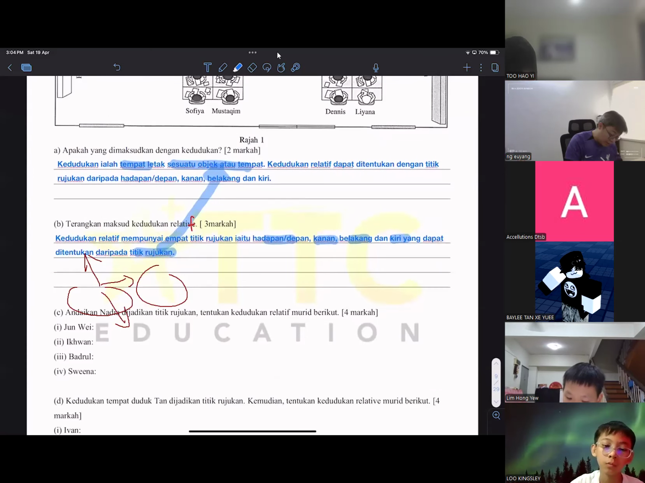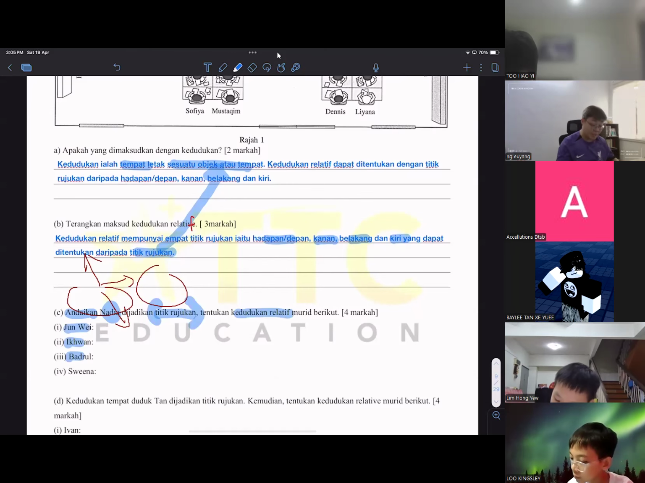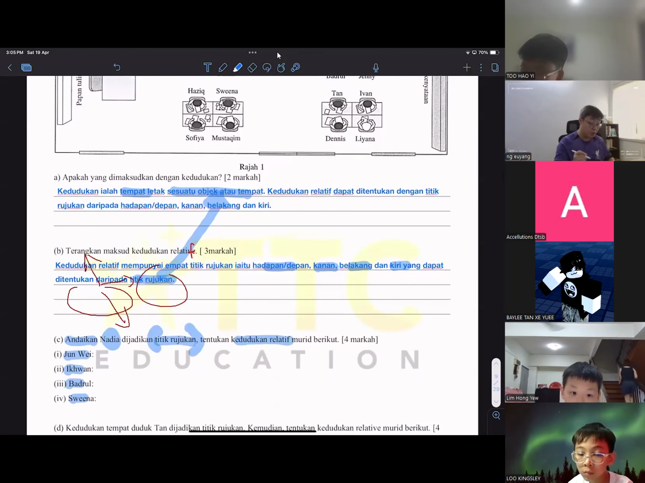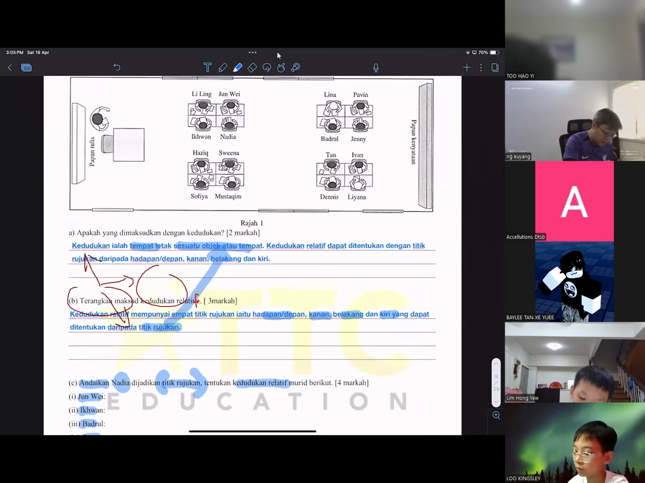Okay, so assume, andaikan, the main character is Nadia. So Nadia is titik rujukan. So remember, bracket, titik rujukan. So what's the kedudukan relative for Junwei, Ikwan, Badu, and Swina? So we try to plot on the exercises. Nadia is the titik rujukan.